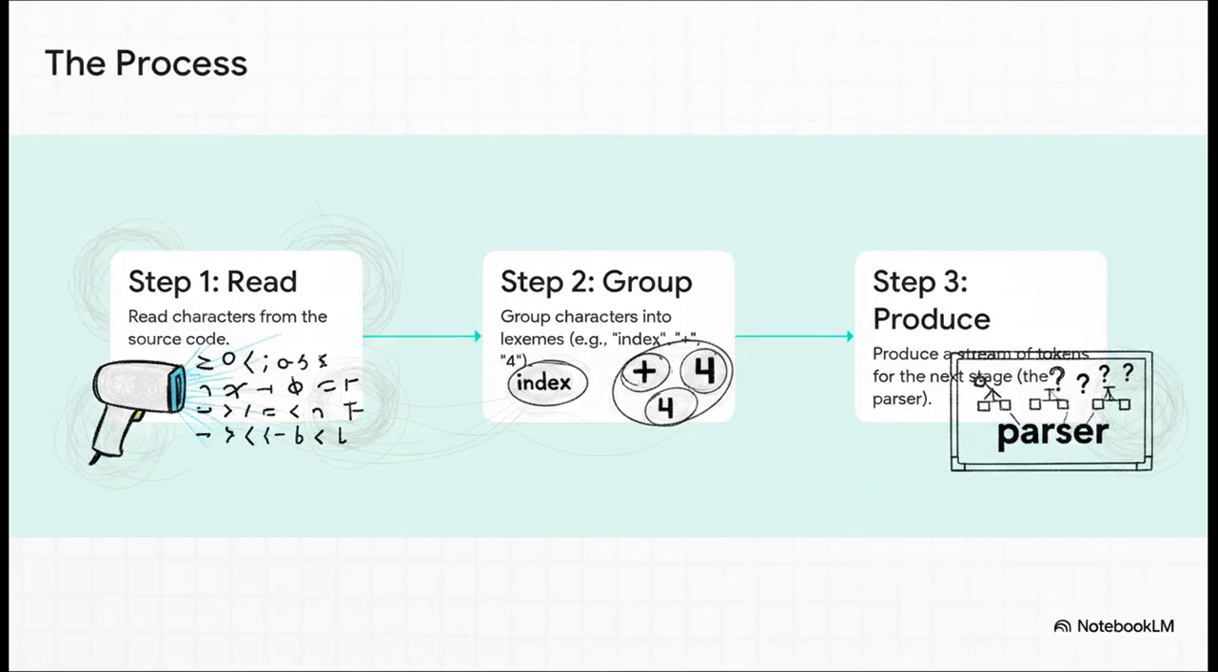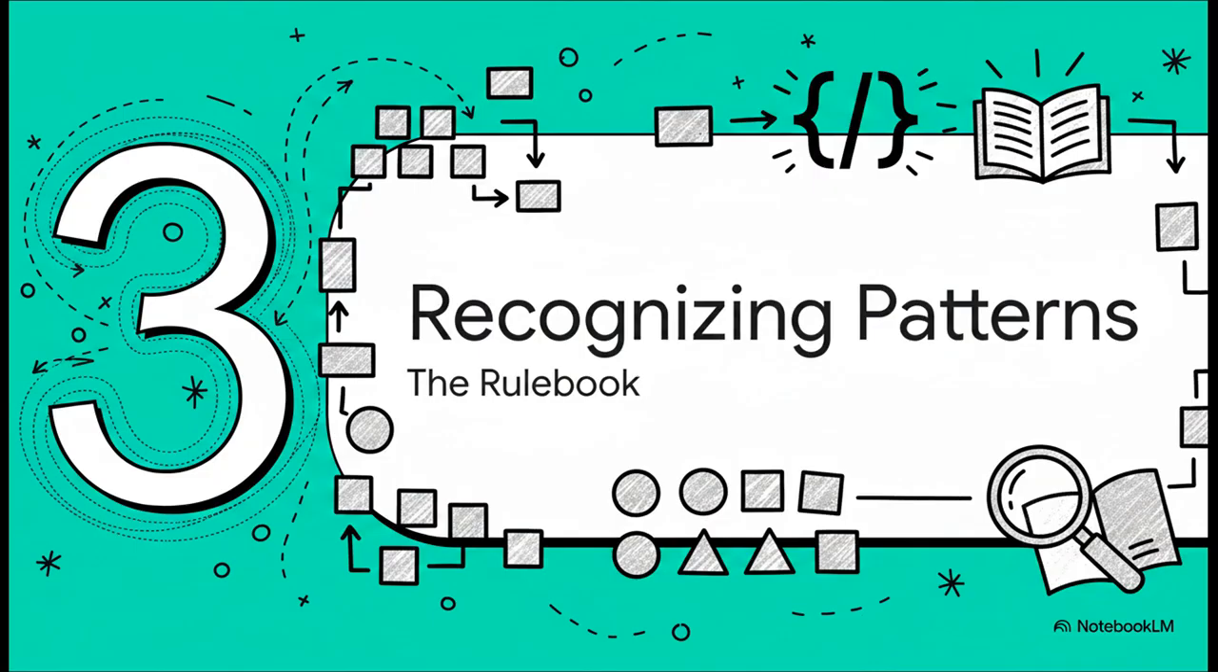So really, it all boils down to this incredibly simple, repetitive process. The scanner reads characters one by one, groups them into the smallest valid units it can find, and then passes this organized stream of tokens along to the next part of the compiler, the parser. The parser is the one that's going to figure out all the grammar and structure. Okay, but that brings up a really good question, right? How does the scanner know what to group together? How does it know that INDX is one thing, but that a single plus is a totally separate thing?